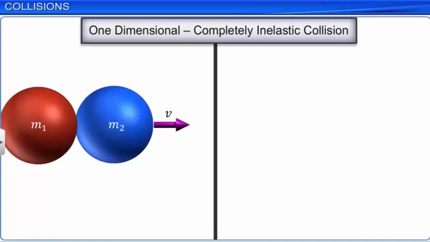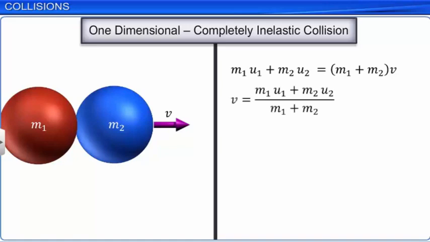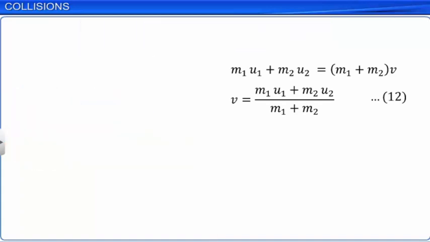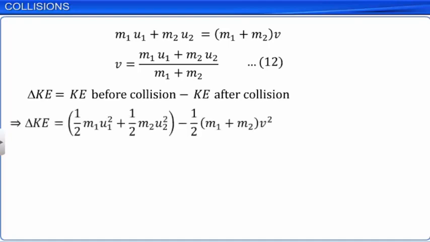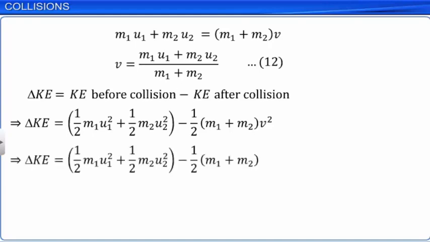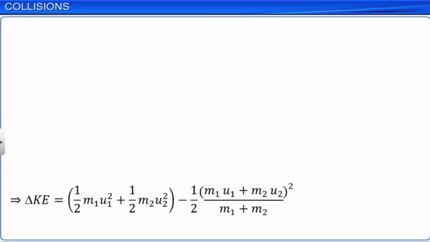Since the momentum of the system is conserved during the collision, we have m1u1 plus m2u2 is equal to (m1 plus m2) into v. This implies that the velocity after the collision v is equal to (m1u1 plus m2u2) divided by (m1 plus m2). Let this be equation 12. The loss in kinetic energy of the system, delta KE, is equal to the kinetic energy before the collision minus the kinetic energy after the collision, which is half m1u1 square plus half m2u2 square minus half into (m1 plus m2) into v square. We substitute the expression for the common velocity v from equation 12 in the expression for delta KE and simplify as shown.